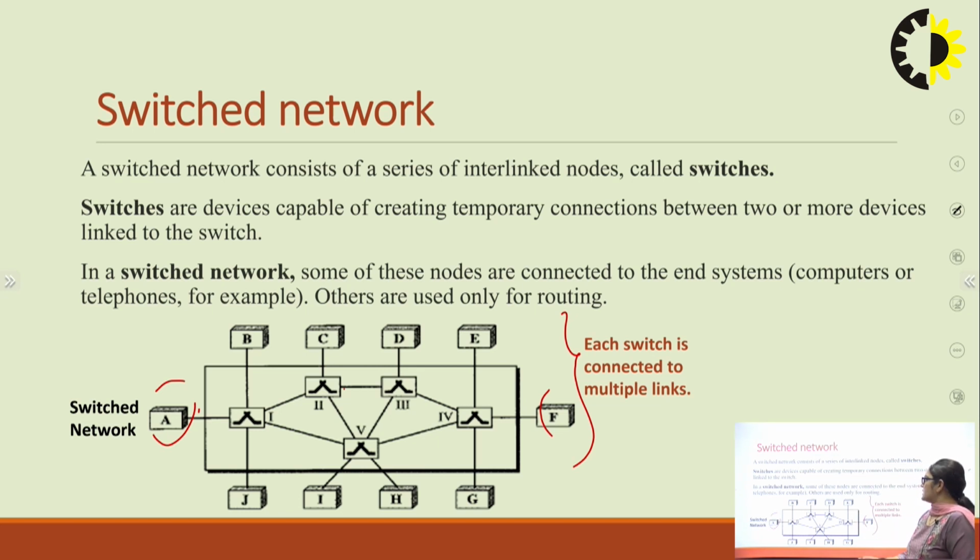In a switched network, some of the nodes or switches are connected directly to the end devices, as you can see in this diagram. But it is not mandatory that each switch must be connected with end devices. For example, we can also have a switch number 6 in between switch 2 and switch 5, and this switch is not connected to any end devices. It is connected with only switch 2 and switch 5. So that switch is used only for routing or connection between switch 2 and switch 5.